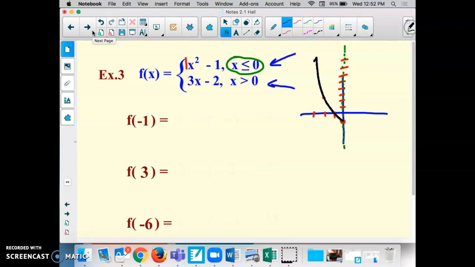It's only on this side and it goes on forever. X is less than or equal to 0. And it's solid right here because it includes 0.